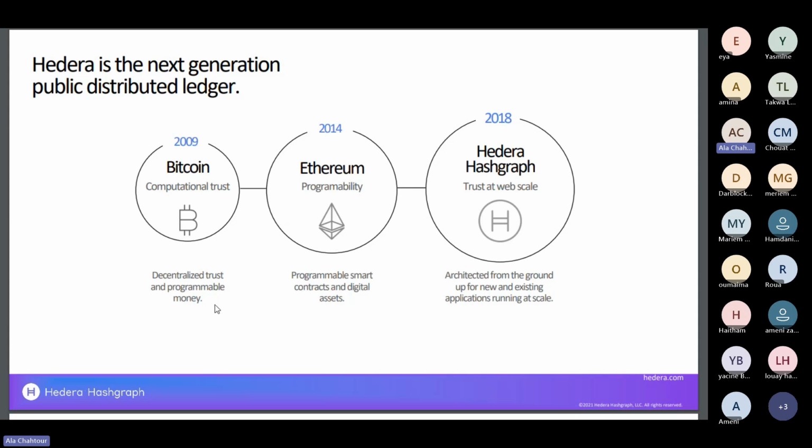And starting from 2014, Ethereum came to life. Okay, it gives us the feature of programmability. It means we can now make programs on top of the blockchain. So with Bitcoin, we only make transactions of money, and with Ethereum, we can add the programmability feature. So we can develop any program we want.